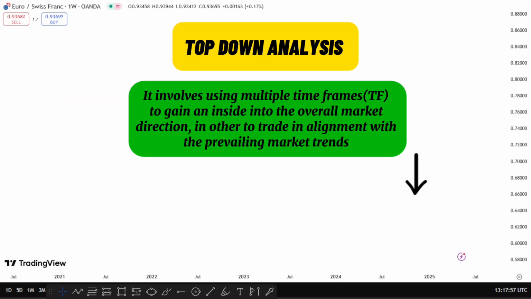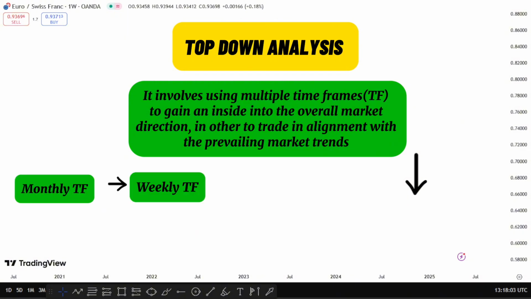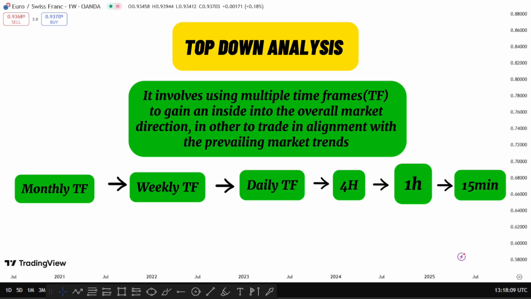for you to do your top-down analysis successfully, you need the monthly time frame, the weekly time frame, the daily time frame, the 4 hours, the 1 hour, and the 15 minutes, depending on the kind of trader you are. If you're a swing trader, you need the weekly, the daily, and so on. But for us, the day traders, we just need the weekly or the daily, and then the 4 hours, and then the 1 hour and the 15 minutes for entry. Sometimes the 5 minutes, depends if you are intending to scalp the market. So today, we are going to be using the Euro Swiss franc.